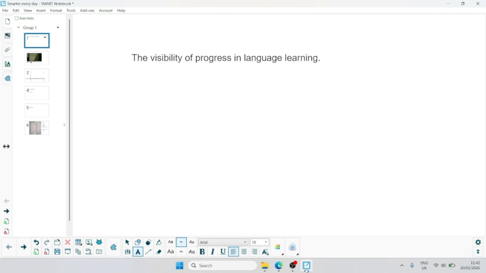Okay, today I want to talk about the visibility of progress when it comes to language learning. The problem that we are faced with is that we can't really see progress that well, and we can't really test progress that well. So these are two issues that we are struggling with when it comes to language learning.